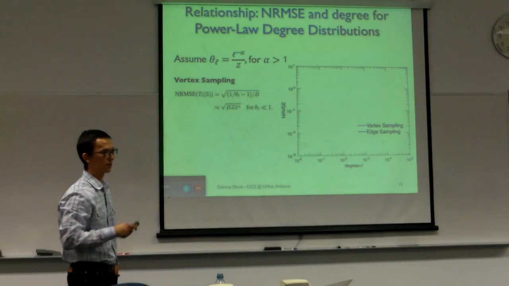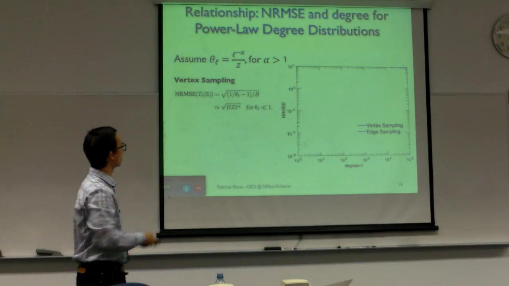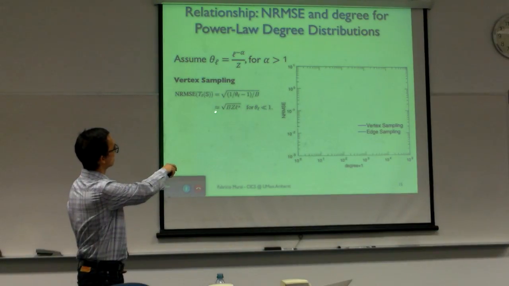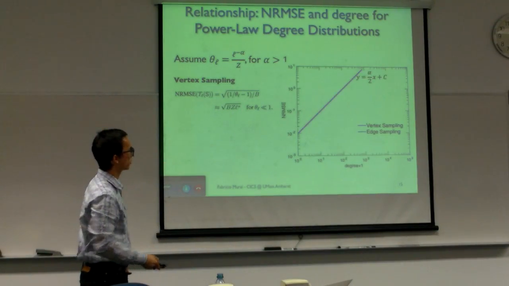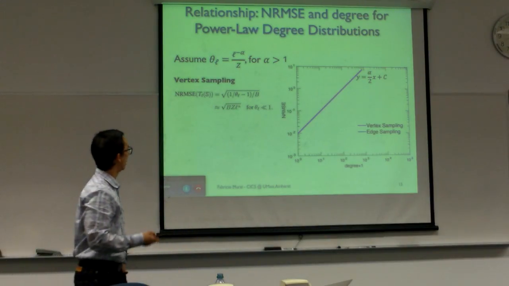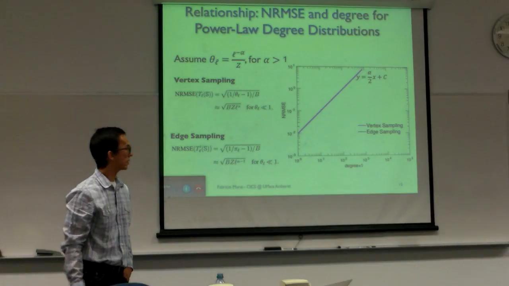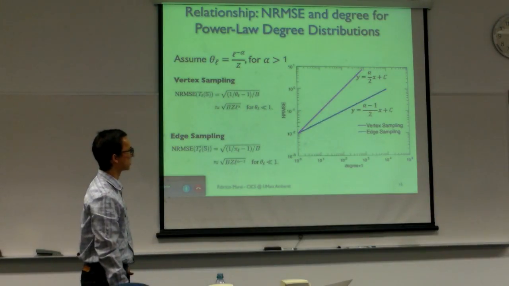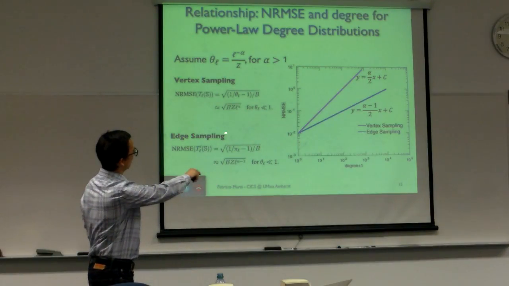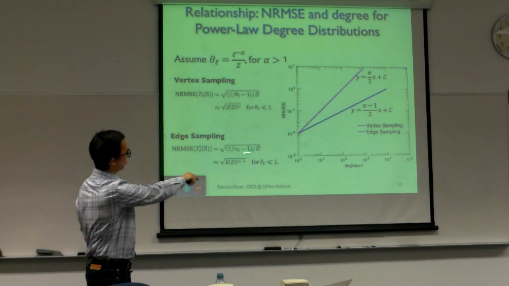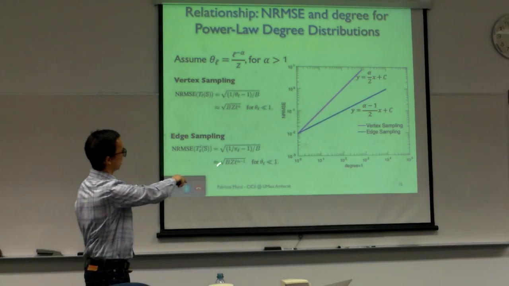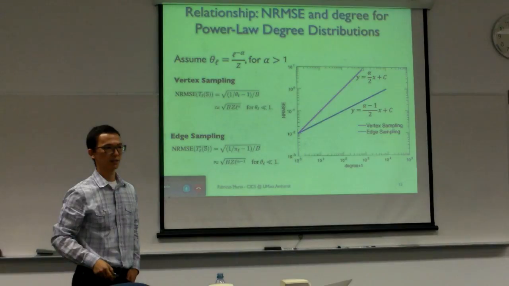So when you take the log on both sides, you can see that the log of the normalized root mean square error is a linear function of the log of the degree with slope equal to alpha divided by 2. And we can show pretty much the same thing for edge sampling. The only difference is that the slope is going to be alpha minus 1 divided by 2. When you use the equality, these curves actually cross in one point, but we are looking at the approximations for large L degrees.